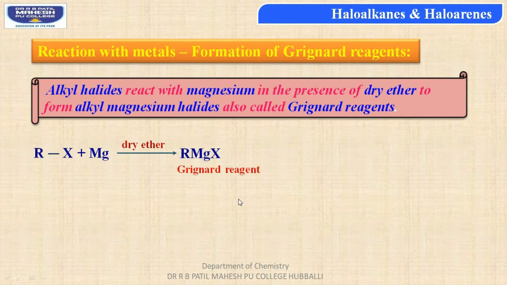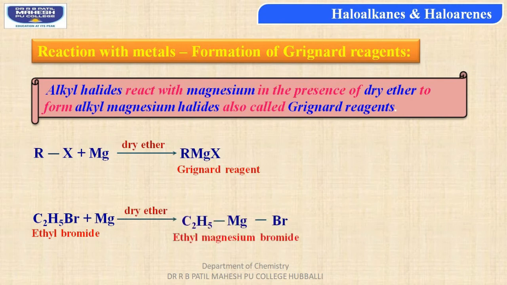Now students, let us consider an example of this. Let R be the ethyl group, that is C2H5Br, ethyl bromide, which is reacted with magnesium in presence of dry ether. We get ethyl magnesium bromide, that is C2H5MgBr. It is an example of Grignard reagent.